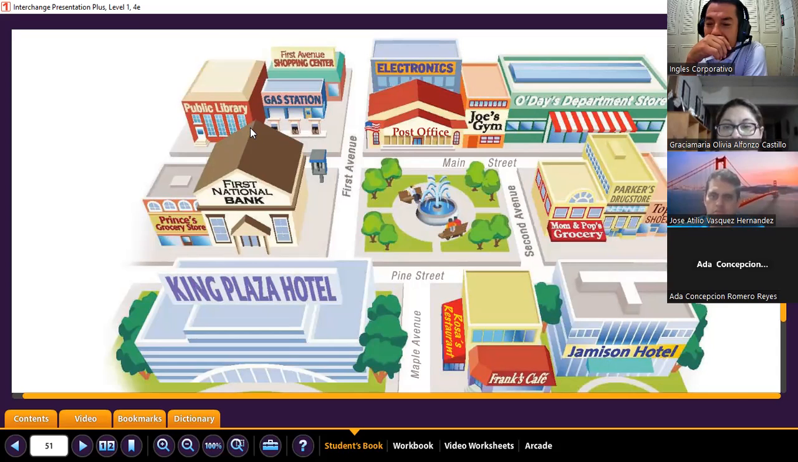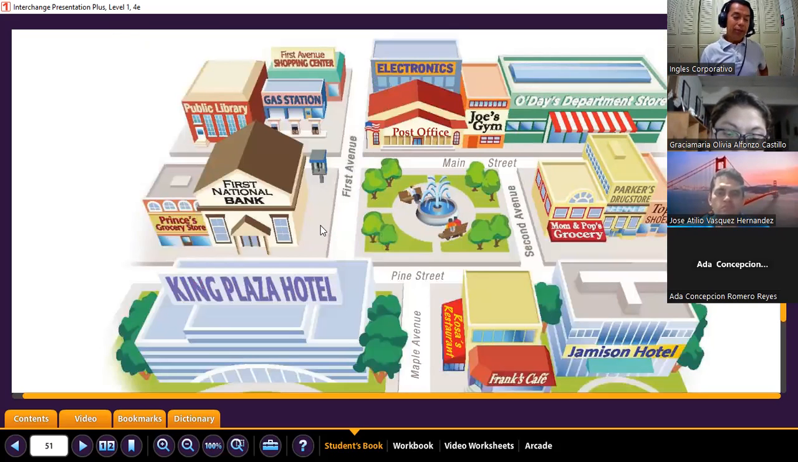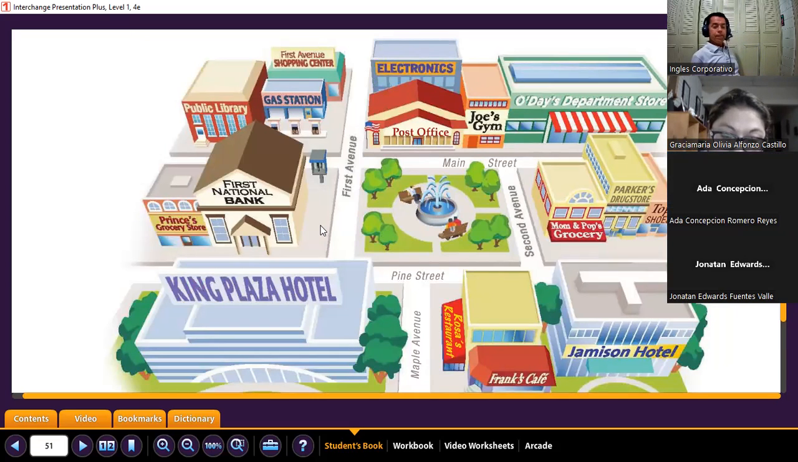Excuse me. There are parked drugstores. A park. Okay. Is there a park around here? Jonathan: Yes, there is. There is one between Second Avenue and Maya Street. The Second Avenue and First Avenue, right? Next to Top Shoes.